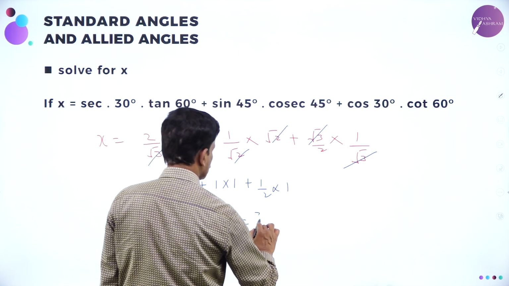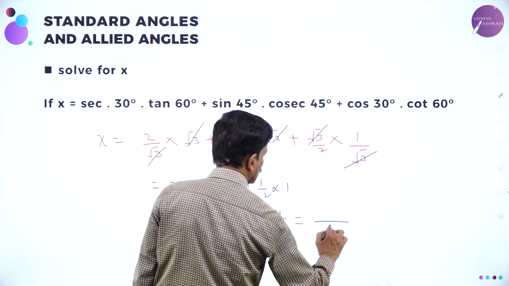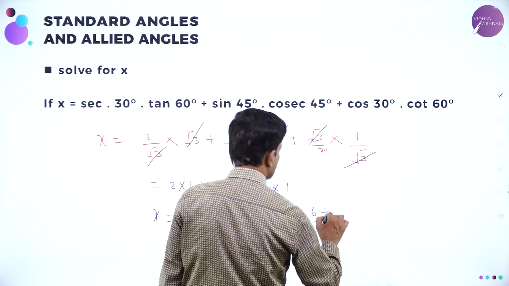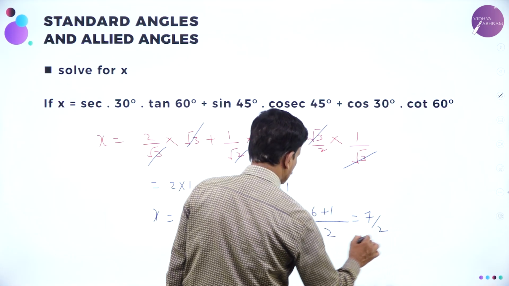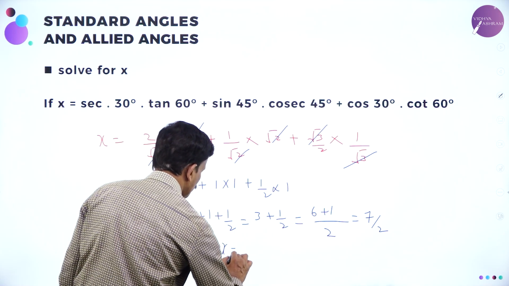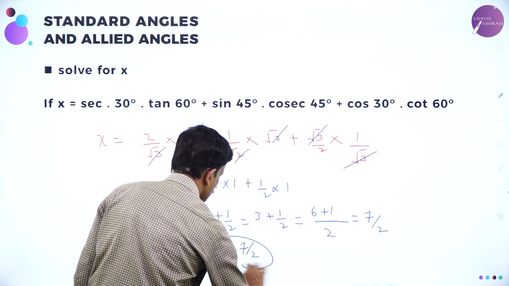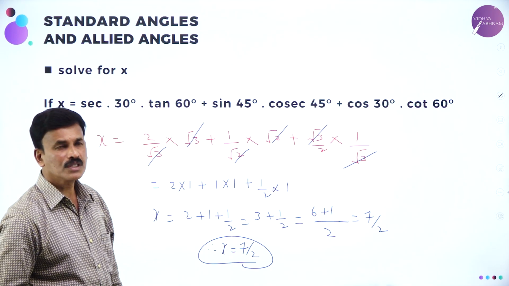That is 2 plus 1 is 3, 3 plus 1 by 2. Take LCM. 2 is LCM. 3 2s are 6 plus 1. That is equal to 7 by 2. So, therefore, the simplified answer is x is equal to 7 by 2. That is it. Okay. Very simple.